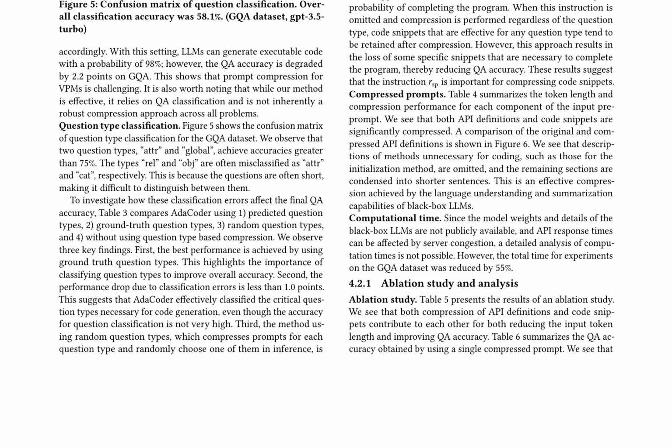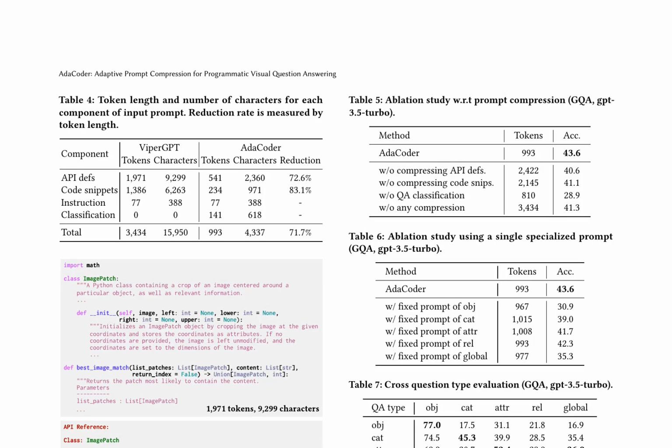Overall, the results demonstrate the effectiveness of AdaCoder in compressing prompts while maintaining accuracy. AdaCoder, a novel method for programmatic visual question answering, is evaluated through an ablation study to assess the effectiveness of prompt compression. The study examines the impact of compressing different input prompt components, including API definitions, code snippets, and instructions. The results, presented in Table 4, demonstrate a significant 71.7% reduction in token length.